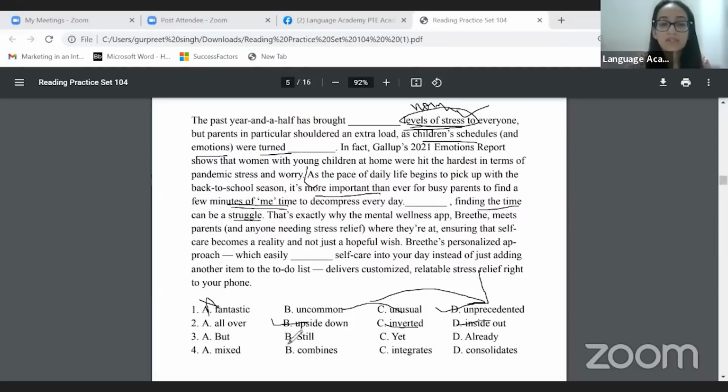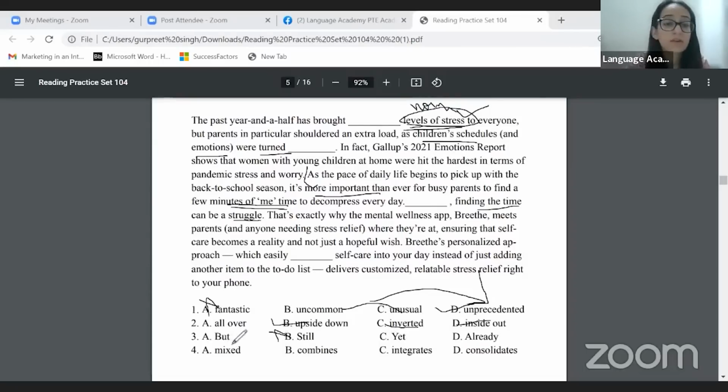So but still cannot go with contrast. Still is used with something which has started and is continuing. That is when we use the word still. You can write an example. It is still raining. That means rain started some time ago and it is happening right now as well, continuing now as well. That is the meaning of still.